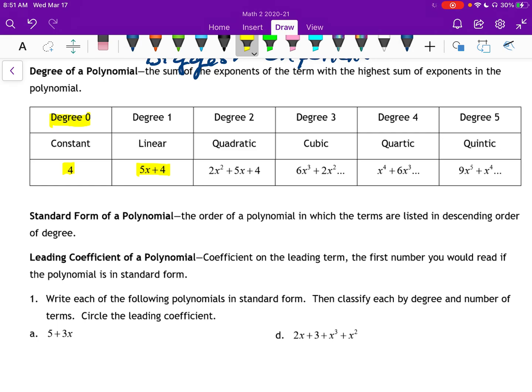Degree 2 is called quadratic, so that has an x squared. Degree 3 is cubic with an x cubed. Degree 4 is quartic, x to the fourth. And degree 5 is quintic, x to the fifth.